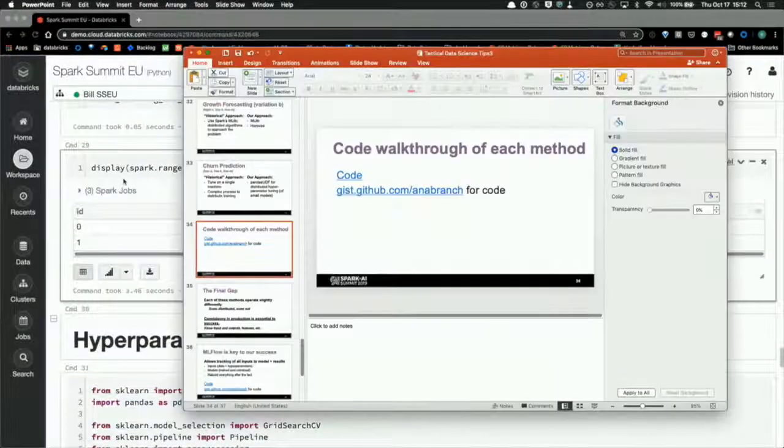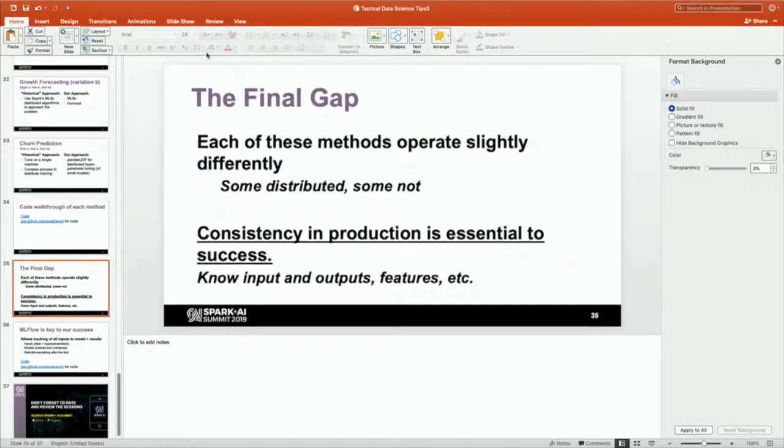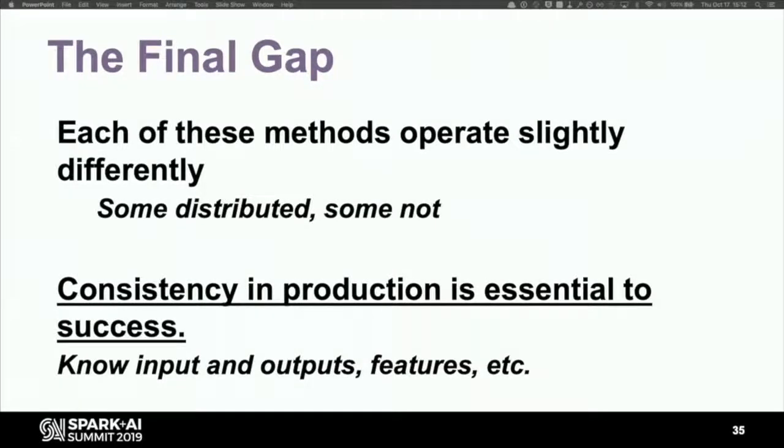So lastly, I guess I'm kind of giving up the punchline here, but the final gap is, well, it's worth repeating that each of these methods operates slightly differently, but fundamentally we're either distributing the data and then training a model on a subset of the data or the entire data set. And I think obviously a big focus here is that you really want to be consistent when you're producing these models, right?